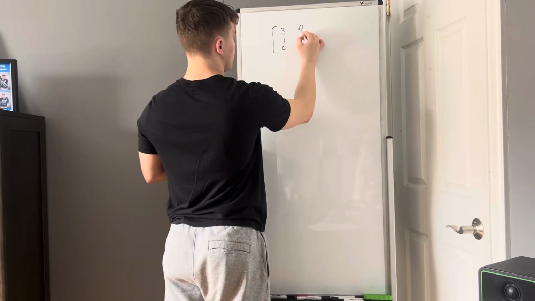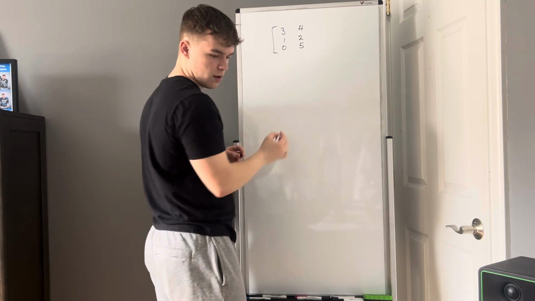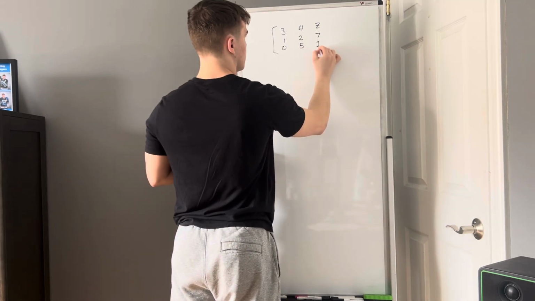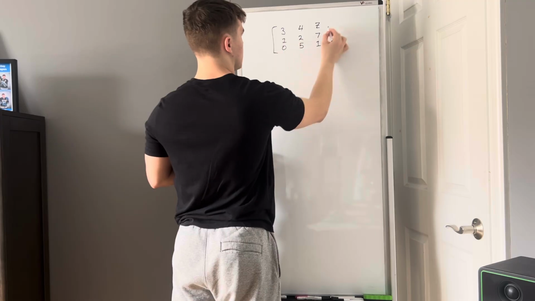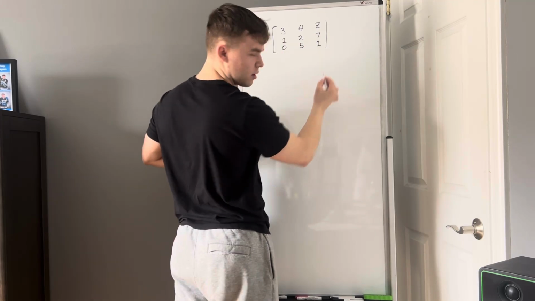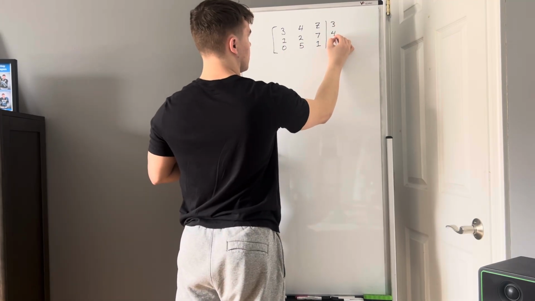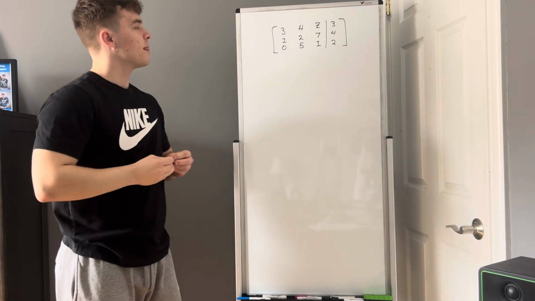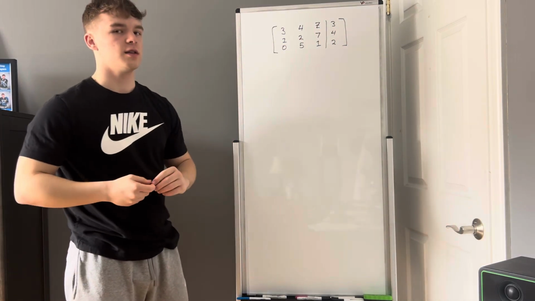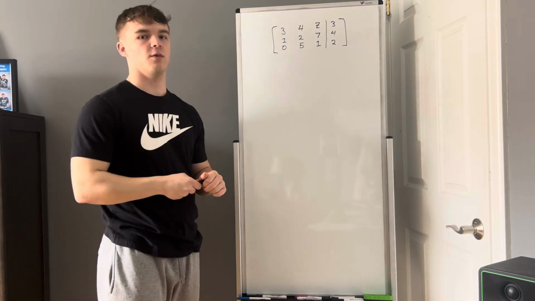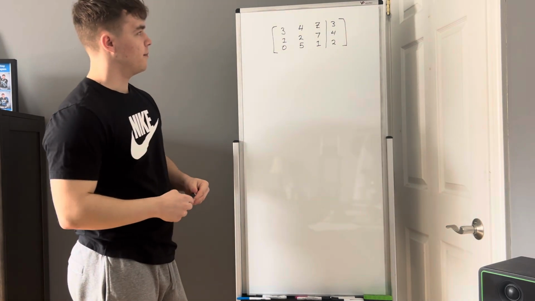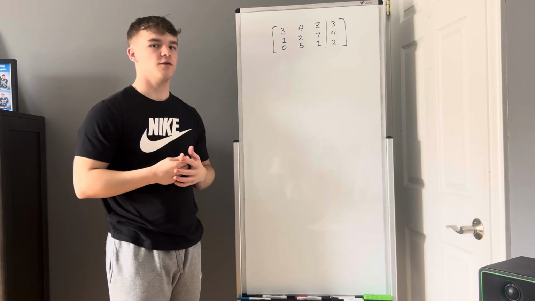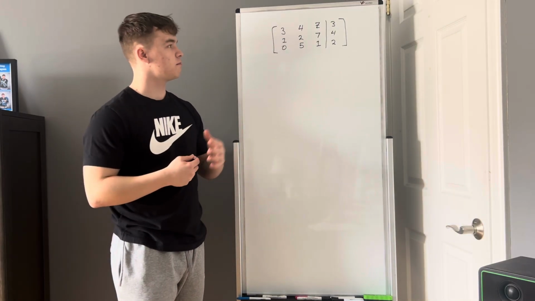Four, two, five, Z, 7, 1. And this all equals 3, 4, 2. So you may notice, or maybe you haven't yet, but this is not a 2. This is a Z, or a Z, depending on where you live. And so how would we solve this matrix?